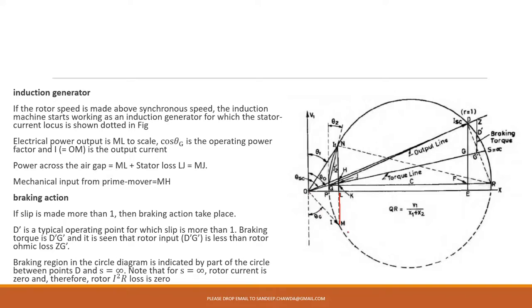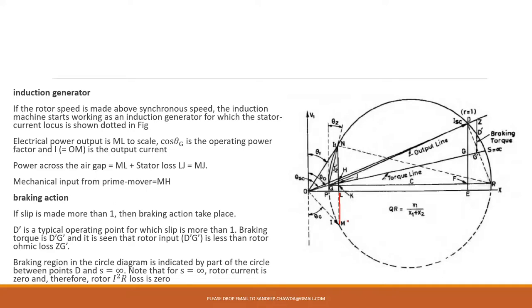Output current will be given by basically this IOM, similar to this, just reverse. Mechanical input from the prime mover, how much will it be? It will be given by MH. You need to add the losses. Mechanical input we are talking about, so it will be MH.